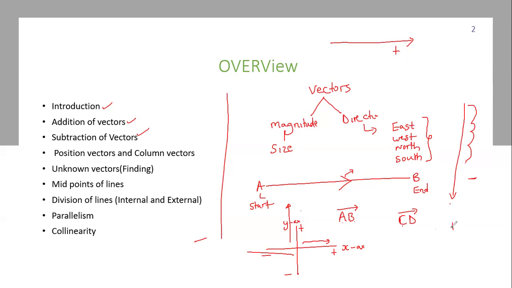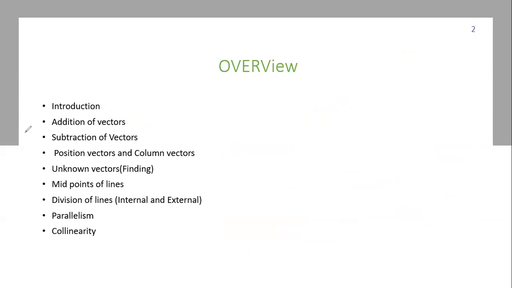So in vectors, positive represents the movement along the positive x-axis or along the y-axis. Then whenever you say negative, a negative means that you're moving in the south direction or you're moving towards the west. So that is a brief introduction on vectors.